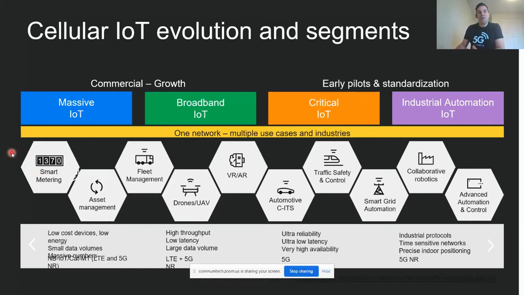Having said that, the IoT market, we'd like to separate it into what we call the four areas. Some are existing, for example, smart metering and broadband IoT, but some are completely brand new, like industrial automation, time-sensitive protocols, Ethernet over 5G, collaborative robots. These are brand new opportunities.